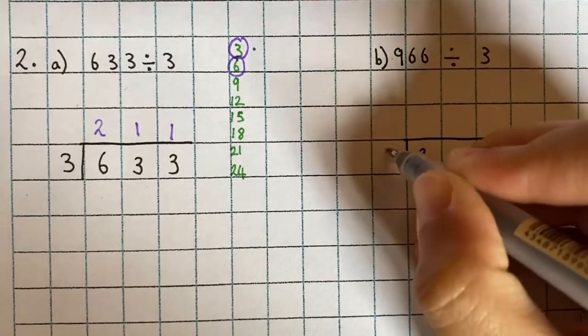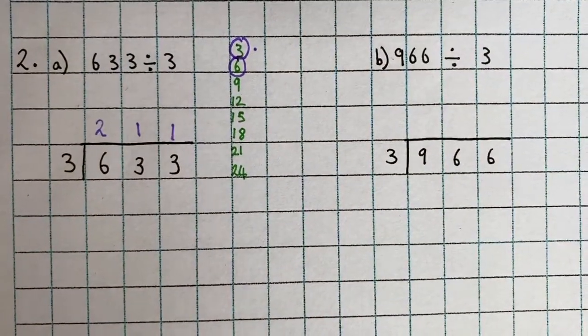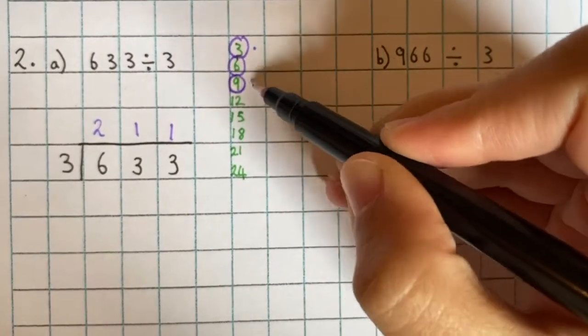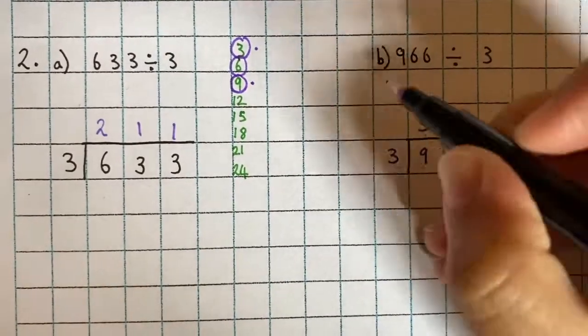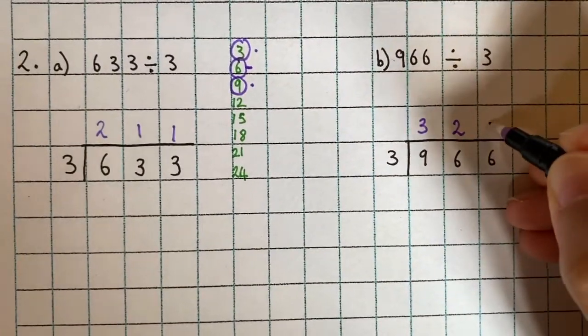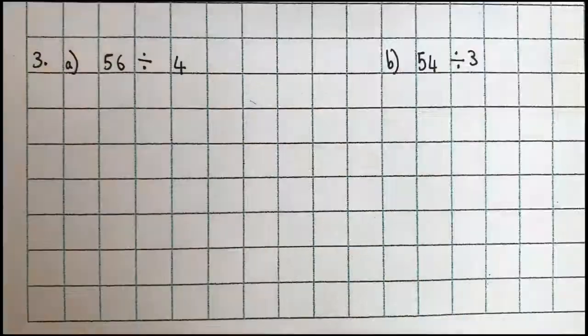Now we have 966 divided by 3. So I'm going to use the multiples again. I'm going to find 9. If we count from the beginning, that is 3 3s. 1, 2, 3. And again with the 6, that's 2 3s and another 2 3s.